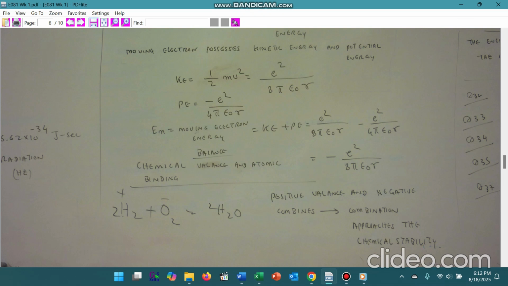The principles of chemical balance and atomic binding. Chemical balance means that some of the electrons and the protons are combined. In this case, we can neutralize the chemical.